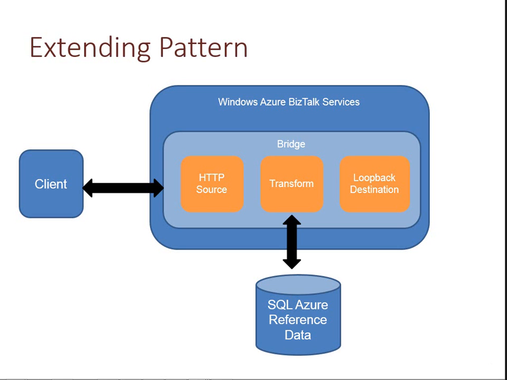If we look at options of how you may extend this pattern, one of the cool features of BizTalk services is the map's ability to hook into an external data source. So for example, if you were transforming data and needed to do some lookup values from one system to another, or simply looking up reference data, we could host a SQL Azure database in the cloud and the map could interact with that. We're not going to touch that in this particular video, but that's just to show you what some of the extensions to this pattern could be.